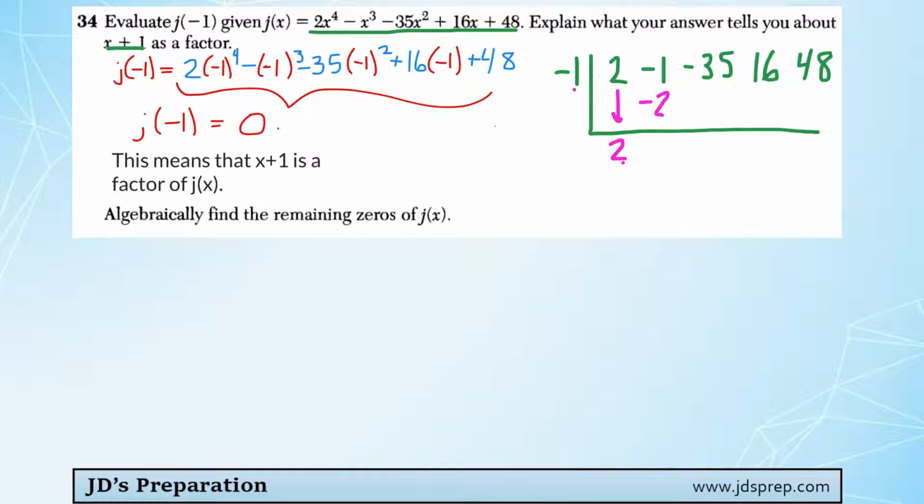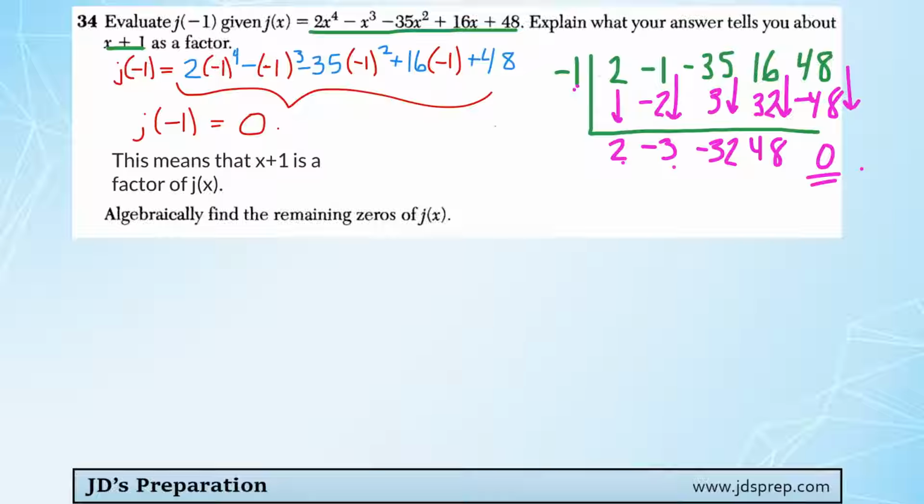So to start off, we carry the 2 down, and then multiply negative 1 times 2 is negative 2. Adding those, we get negative 3. Multiplying negative 1 times negative 3 is positive 3. Adding negative 35 and 3 gets us negative 32. Multiplying negative 32 by negative 1 gets us positive 32. Adding those gets us 48. And 48 times negative 1 is negative 48. Adding those, we get 0, which is our remainder. So that also confirms that x plus 1 is indeed a factor.